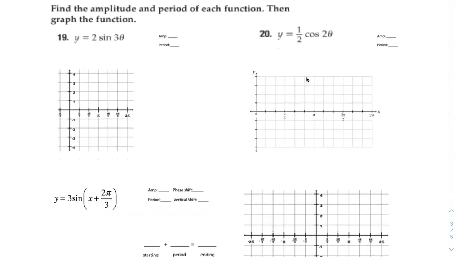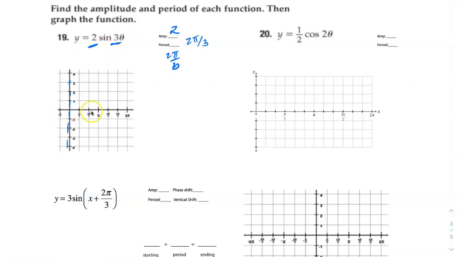Next, we're going to do some more graphing. Find the amplitude of each function, then graph the function. So this first one here, my amp is 2, right? It's the number in front. Remember, amp is always positive. Even when it's negative, it's positive. Negative lets you know to flip it. Period's 2 pi over b. My b here is the number next to it, so 2 pi over 3 is my period.